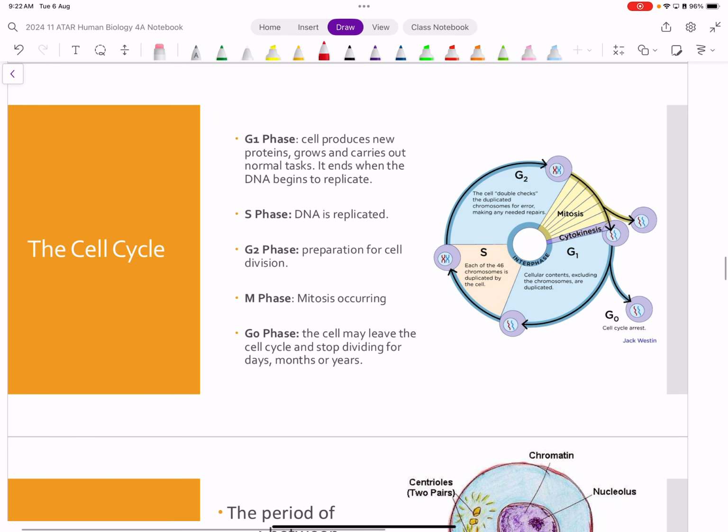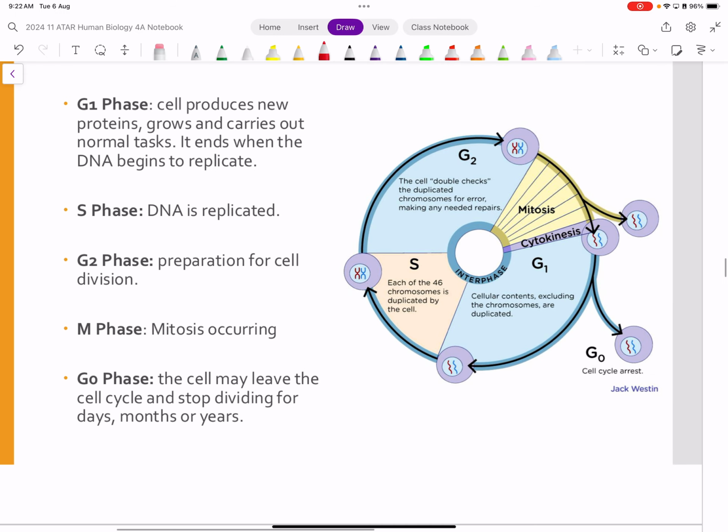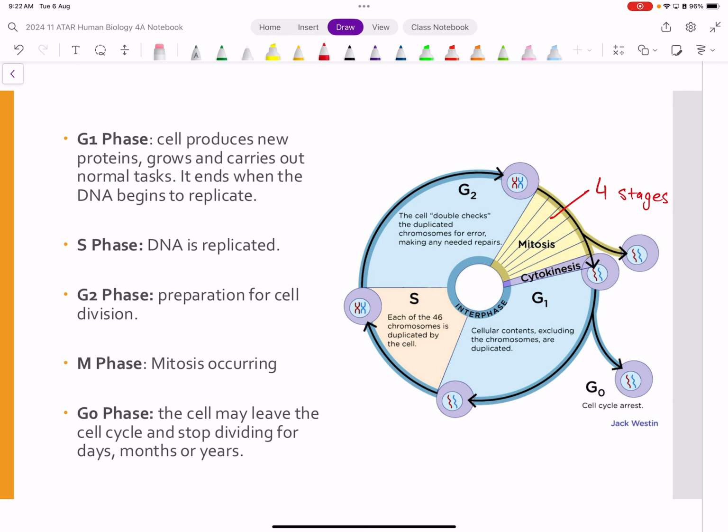So continuing to look at each of these stages in more detail, I really like this diagram. Apart from the mitosis where it has multiple stages, we're only going to learn 4 stages for mitosis. So I just want to highlight that before we start talking about interphase. Each of these phases here, G1, S, G2, and G0, are all really important for us to learn. And then when we get to M phase later on, this is when we talk about our mitosis.